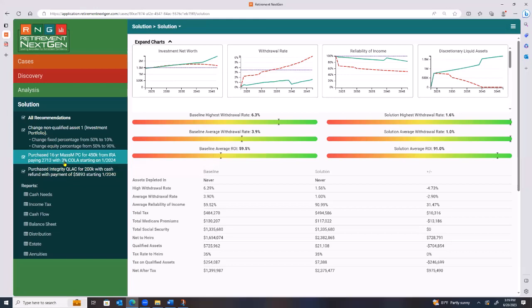But I didn't have to commit 650 to it. I committed 450 to it. And then I have the 200 that I can put in the cash refund. And I put it into that QLAC, and look what the QLAC is going to do. It's going to pay me $6,000 for the rest of my life.